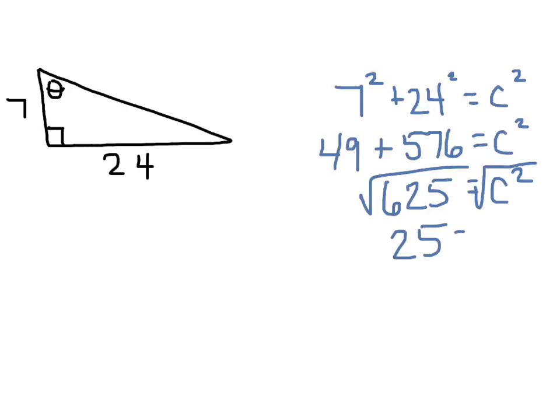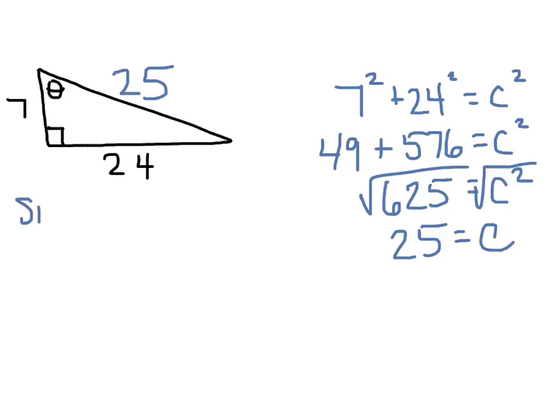25. So that means this is 25. Now, once I have that, that's the first step. If you don't have all three sides, find all three first. Now, from here, you're going to write all 6 trig ratios, and then you're done.